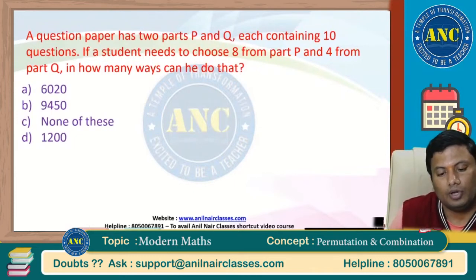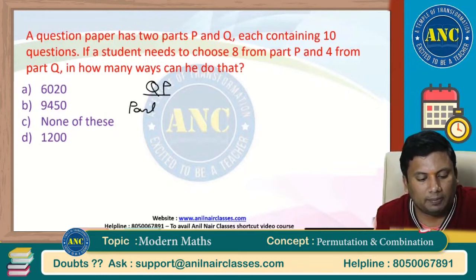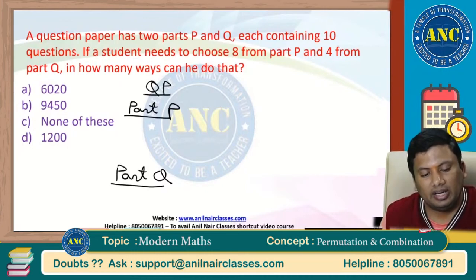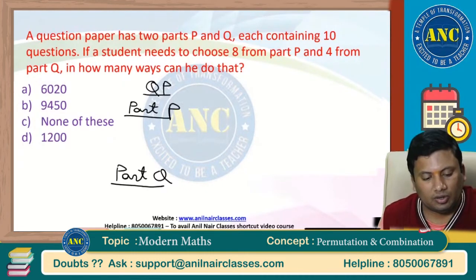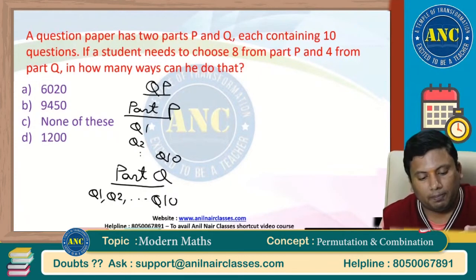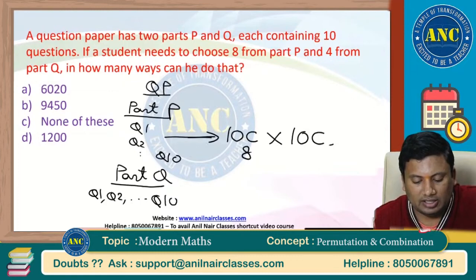Next one. A question paper has 2 parts, part P and part Q, each containing 10 questions. So question 1, question 2 and so on up to question 10. If a student needs to choose 8 from part P, out of 10 he is selecting 8, and 4 from part Q, out of 10 he is selecting 4.